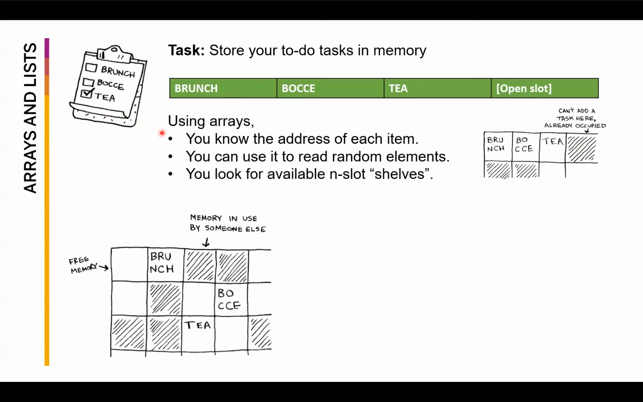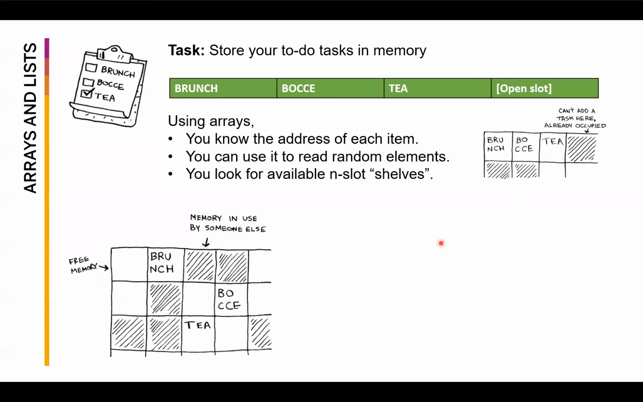Let's say we add the fourth element here, let's say study. We now have brunch, play bocce, drink tea, and then study. You have to move the entire array to the next available four-slot shelf or four-slot memory space. So it's not very efficient when it comes to writing elements when using an array, because you need to have that amount of slots available in your memory.